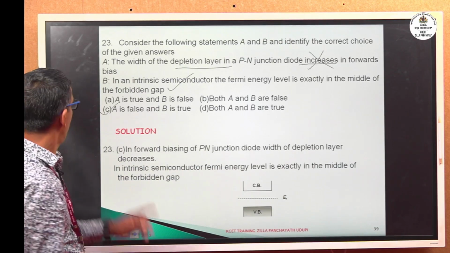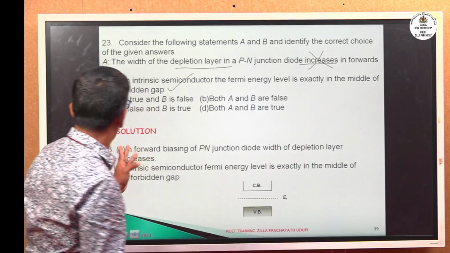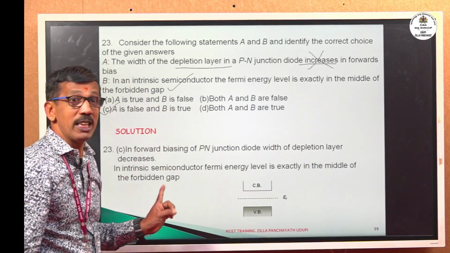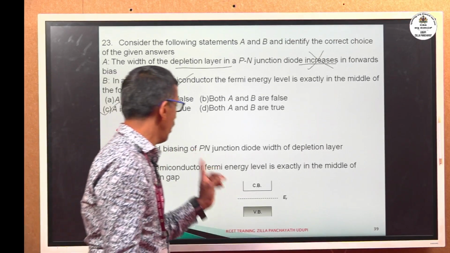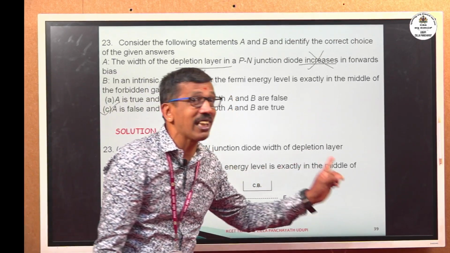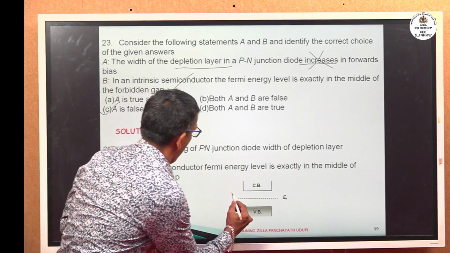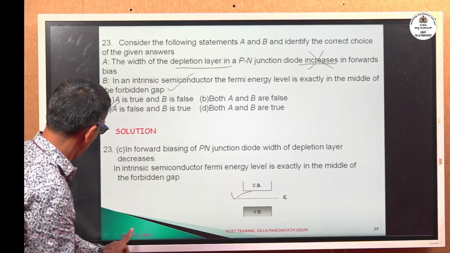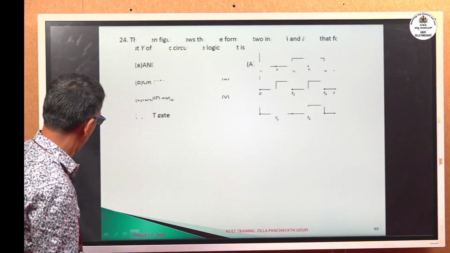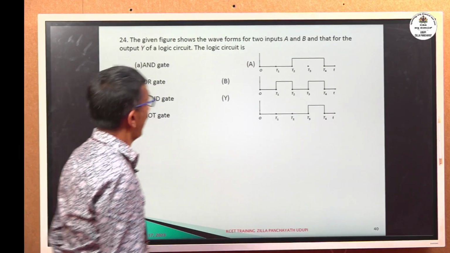See here, in forward biasing of a PN junction diode, the width of the depletion layer does not increase, it must decrease. Then in an intrinsic semiconductor, the Fermi energy level is exactly in the middle of the forbidden gap. So option C is the right answer. Now we move on to the next question.